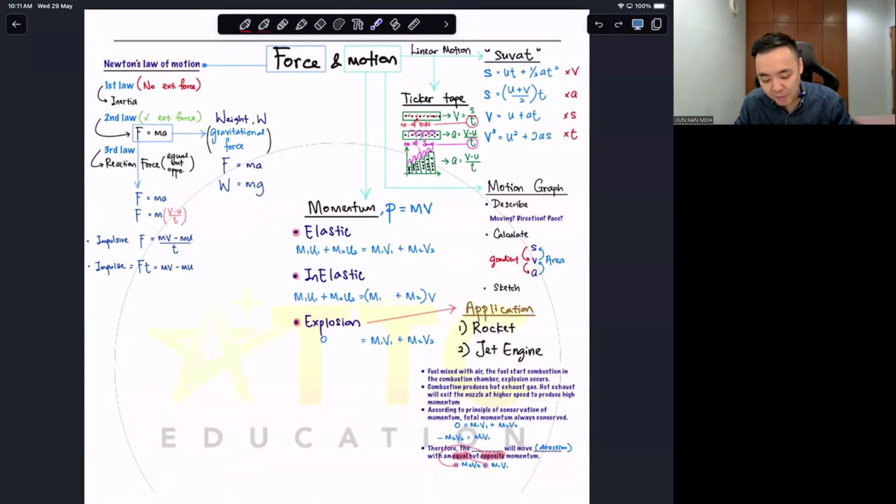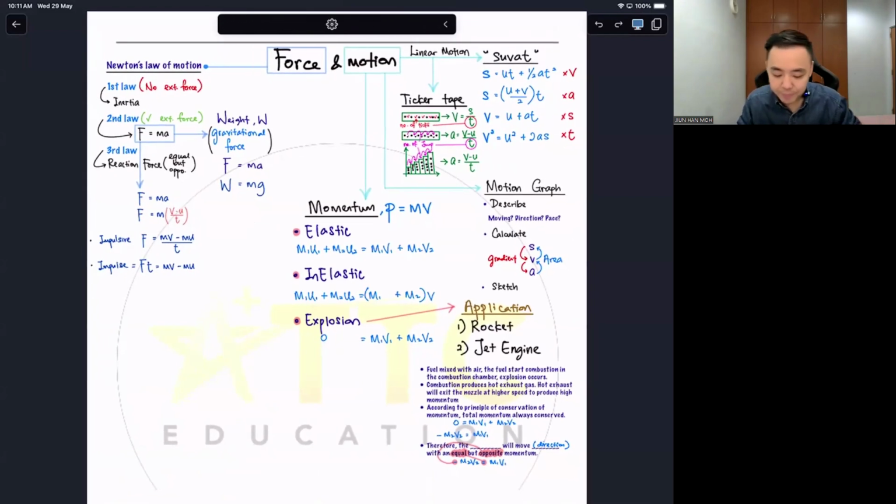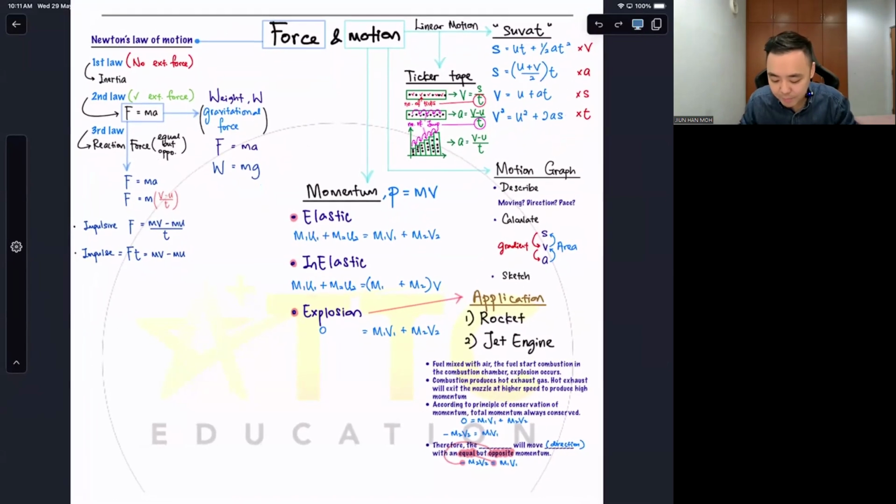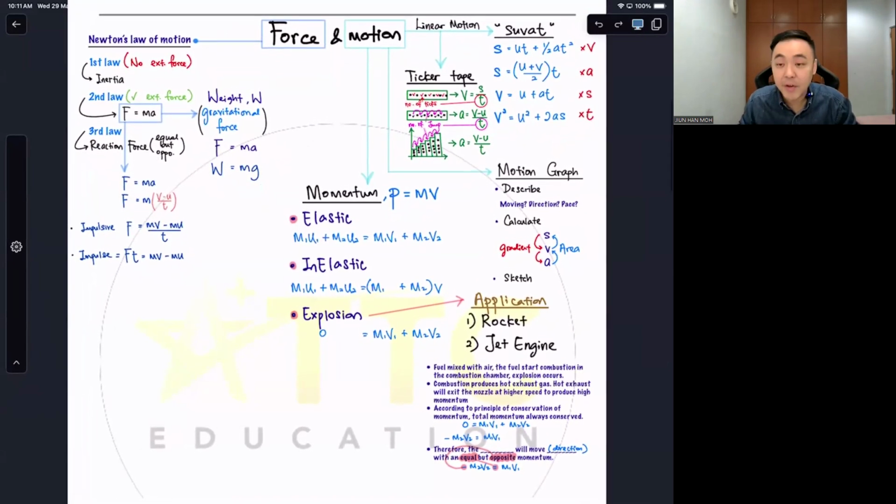Okay. So what you have here is actually a very simple, short, summarized version. It reminds you a bit about your chapter 2. Now, chapter 2, force and motions, together you have 8 subtopics, right? If you think about it, the front part of chapter 2 is about motions. You think about 2.1, 2.2, all the linear motions, ticker tape, then motion graph, then you have momentum, right?